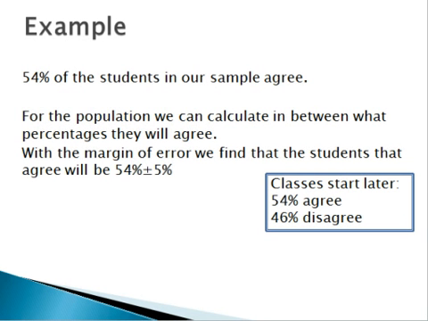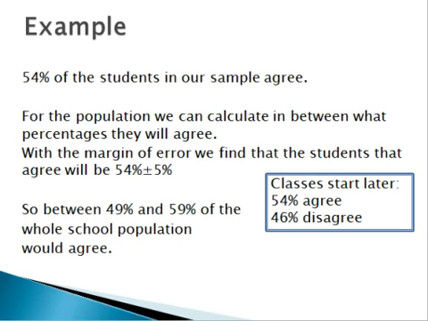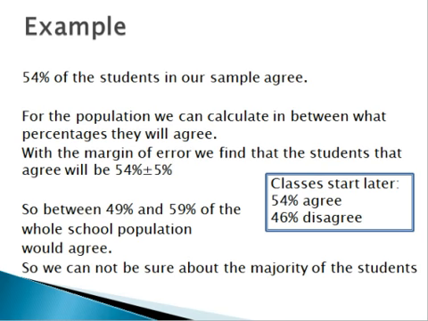In this case, 54% of the students in our sample agreed. So with the margin of error, that gives us 54% plus minus 5. So in between 49% and 59% of the whole school population would agree. And that actually doesn't assure us of a majority, because 49% could be a minority, meaning that in that case, the majority would disagree. So we cannot be sure with these values if we actually know what the population is.